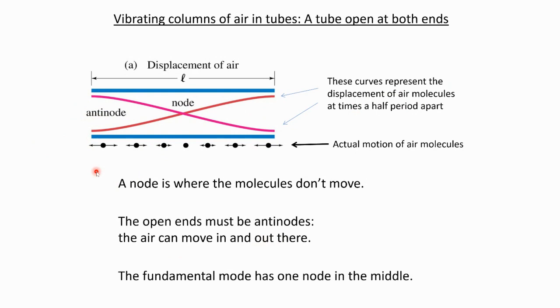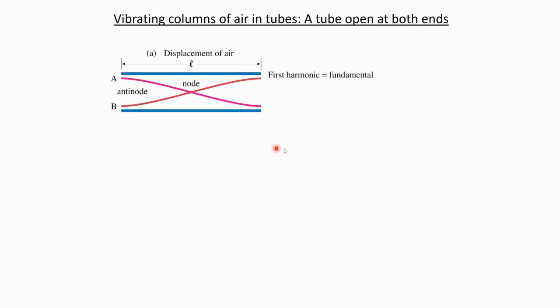The fundamental mode has one node in the middle. So that's the simplest kind of standing wave, this geometry where there's one node in the middle. So let's consider that one. The mode of oscillation is called the fundamental, or first harmonic. And so the question is, what is the wavelength?